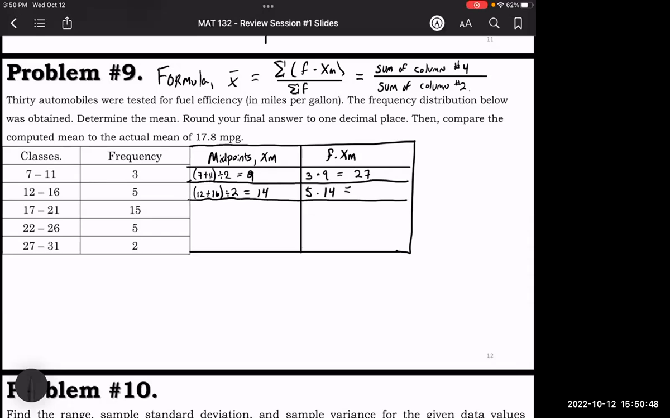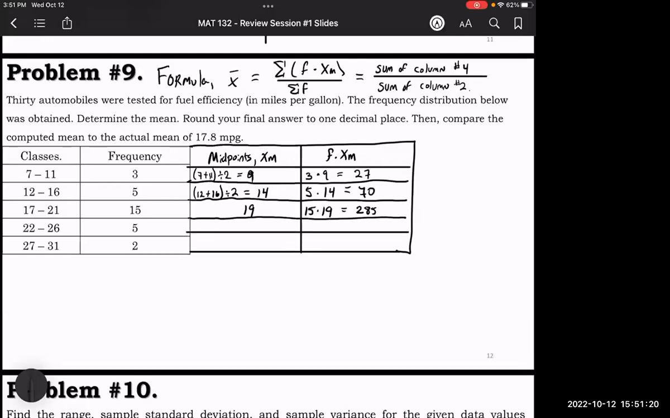It drives me insane. What's 5 times 14? 70. Okay, let's look at the next class. What would be your midpoint? 19. So I'm just going to write out these numbers now. So we get 19. Then we're going to do 15 times 19. That's going to be what? 285.